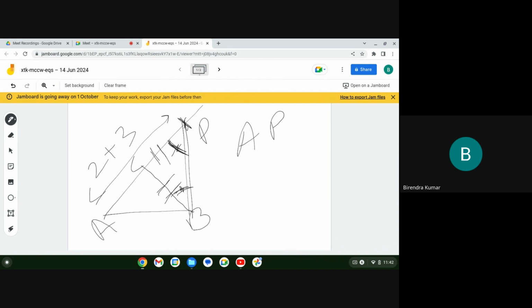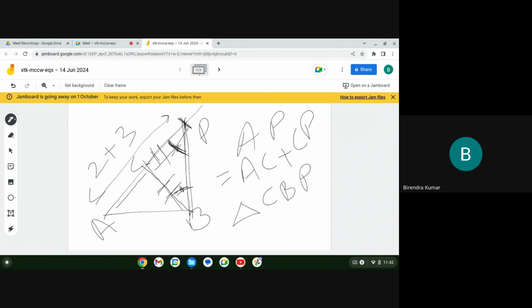What is that made of? AP is made of AC, here to here, plus here to here, plus CP. Now look at CP. CP is part of the triangle that we have made, CBP. Now look at triangle CBP. What do you see? In triangle CBP, I have line CP, I have line CB, and I have line PB.